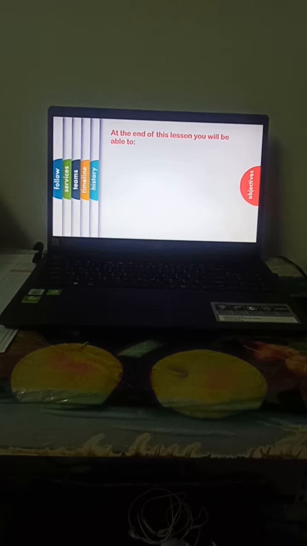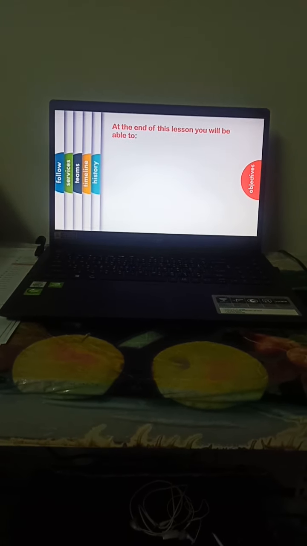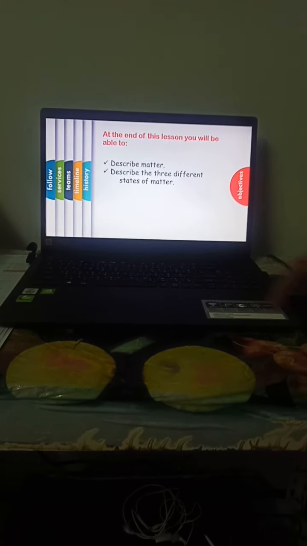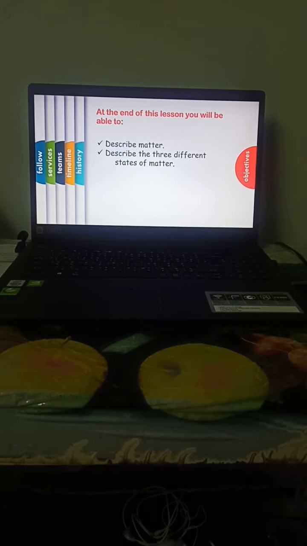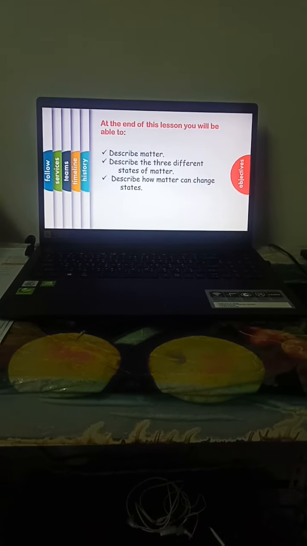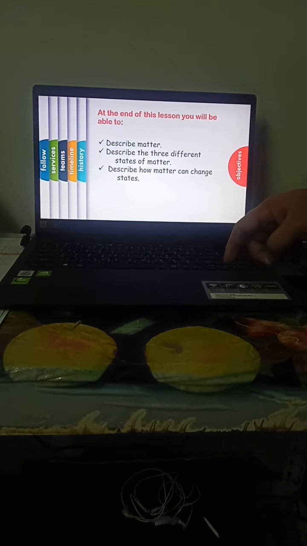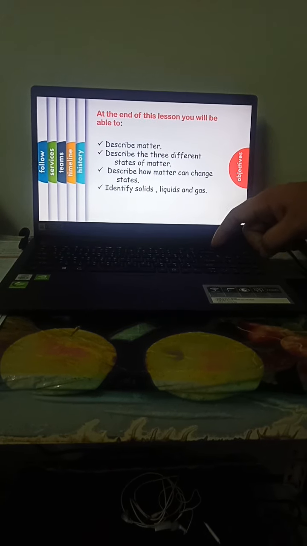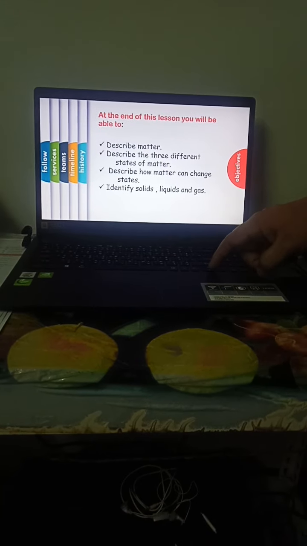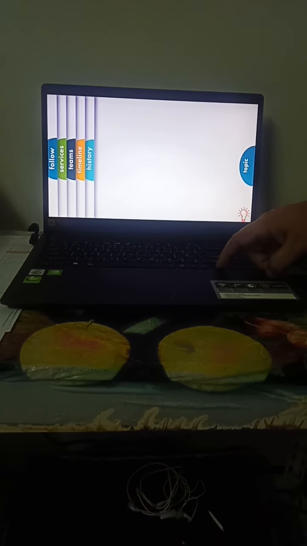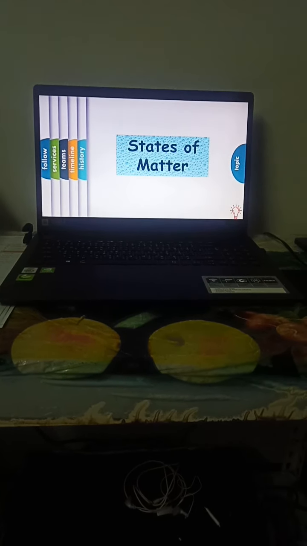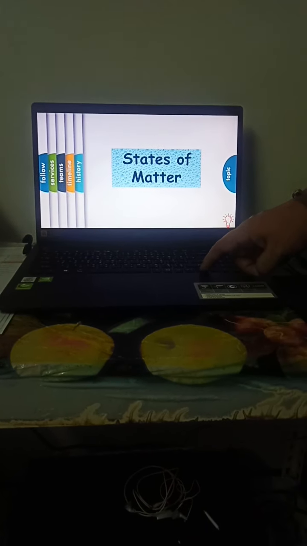At the end of this lesson, you will be able to describe matter, describe the three different states of matter, describe how matter can change states, and identify solids, liquids, and gases. So our topic for this morning is all about states of matter.